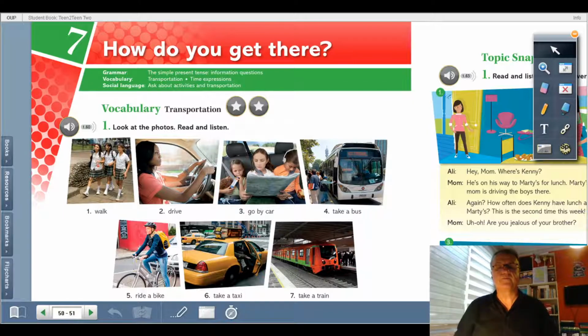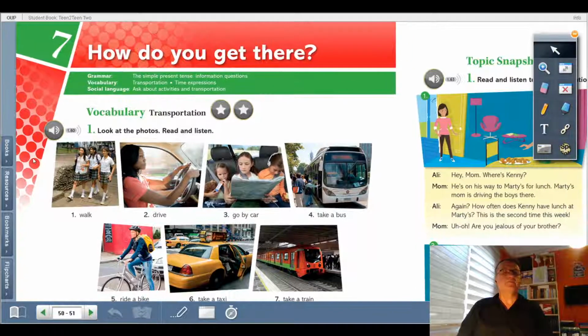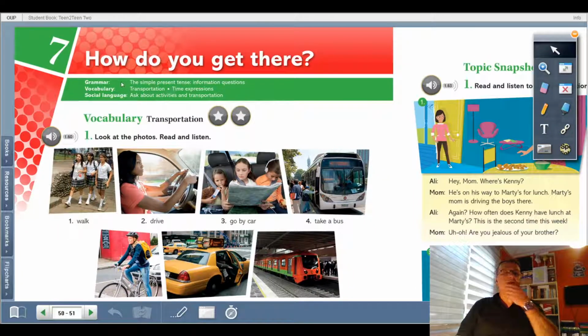Okay, now we are ready to start Unit 7. How do you get there? In this unit, we are going to study the simple present tense information questions, such as what do you do, where is Kenny, how often does Kenny have lunch at Marty's, that kind of questions, and vocabulary about transportation, bus, train, plane, and so on, time expressions, and social language.